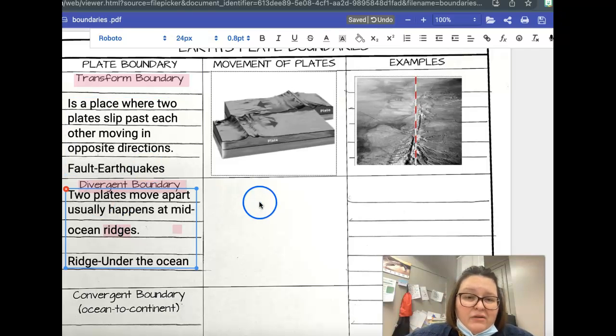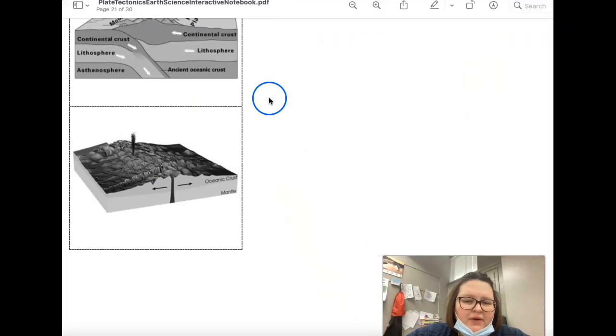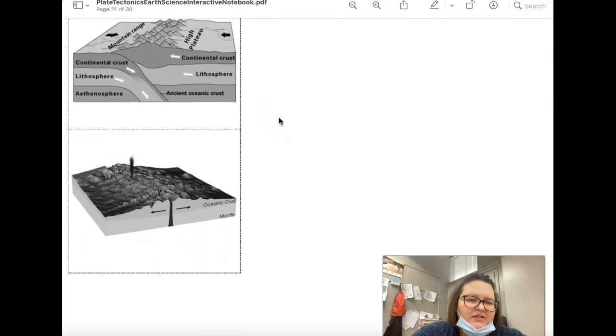But let's talk about our middle column, the movement of the plates. So you are going to cut a picture out that you have at your desk and paste it right here. So go ahead and pause this video, and we write down the definition, and I'll show you the picture in one moment. Okay guys, so you're going to go to your sheet, and you're going to grab this picture that I'm putting a box around.